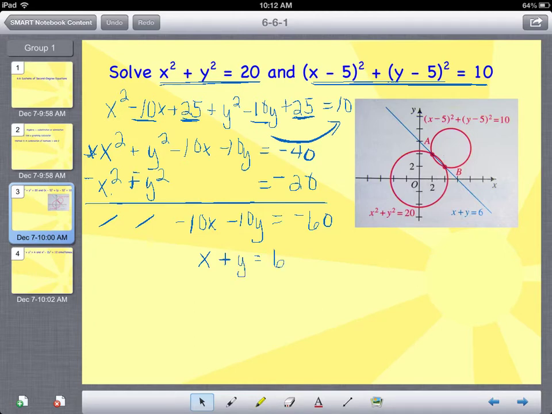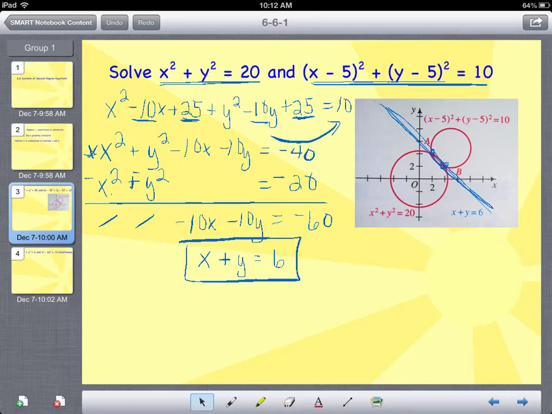Okay? That actually gives us this line, this linear equation right here. What that linear equation does is it's telling you that there's a line that will go through the 2 points of intersection where those circles are going through. It's kind of like a tangent line. Okay, so what do we do with that?